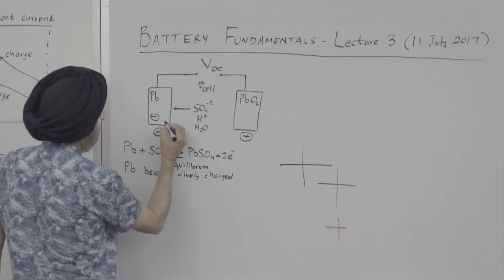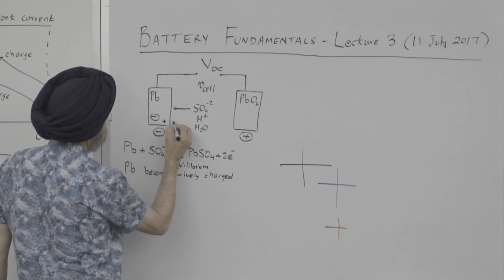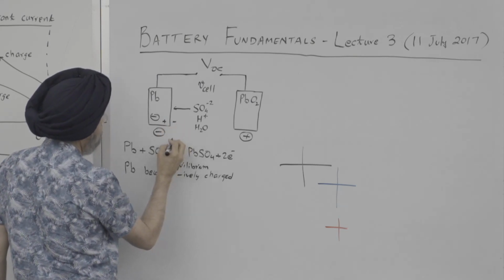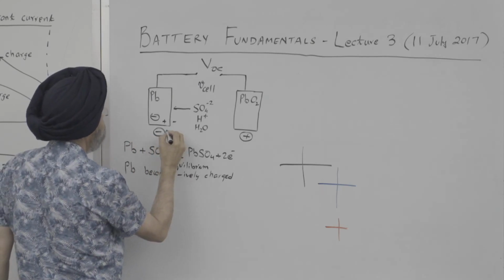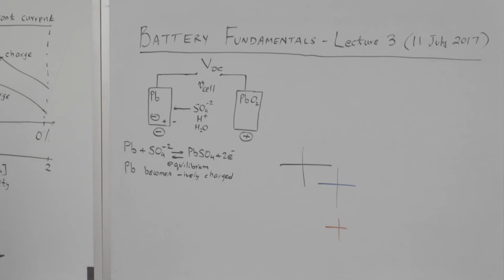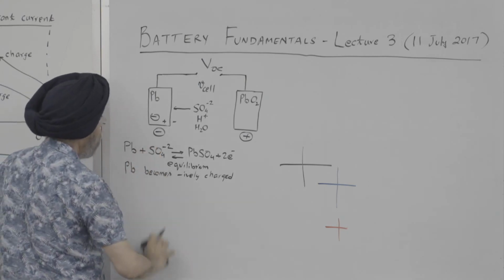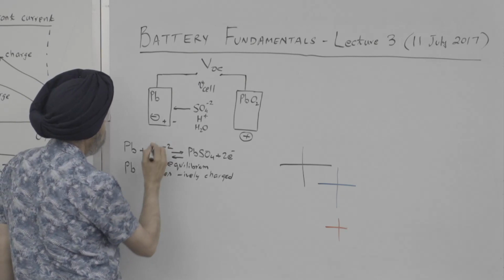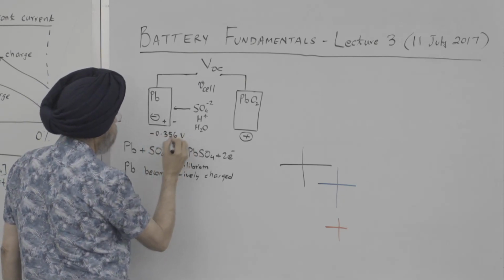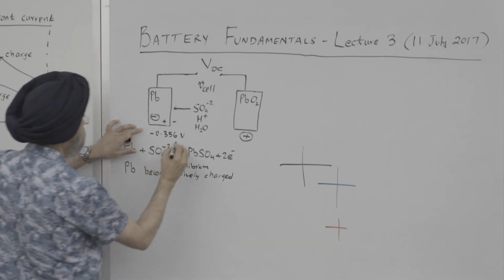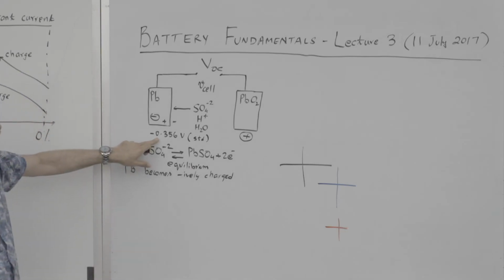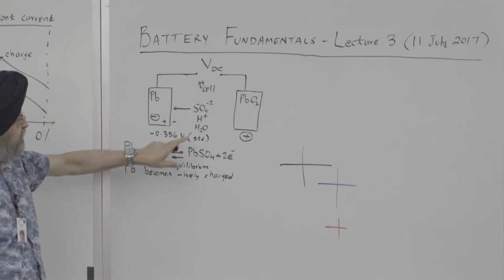So at that point, there's a potential between the liquid and the metal. So we normally say, well, we say this is plus, this is minus. So this potential, what should I call it? So if we measure this potential, it'll be minus 0.356 volts under standard conditions, meaning room temperature and standard concentration of sulfate, etc.